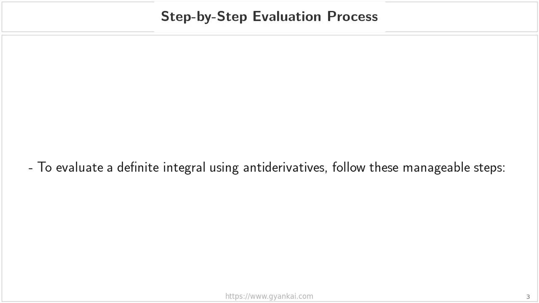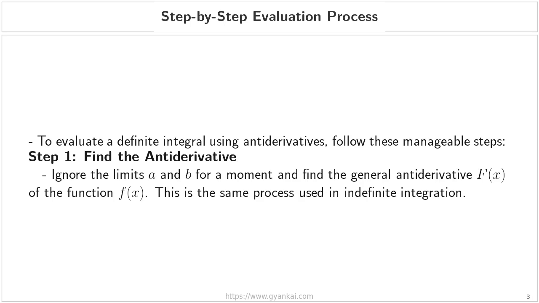Think of this as a recipe. If you follow the steps in order, you'll get the correct answer. Step 1. Find the antiderivative. This is the crucial first step. We need to find a function, let's call it F of x, that undoes the function we're integrating, f of x, remember. Finding the antiderivative is exactly what we practiced when we were doing indefinite integration. So the techniques are the same: power rule, substitution, and so on.